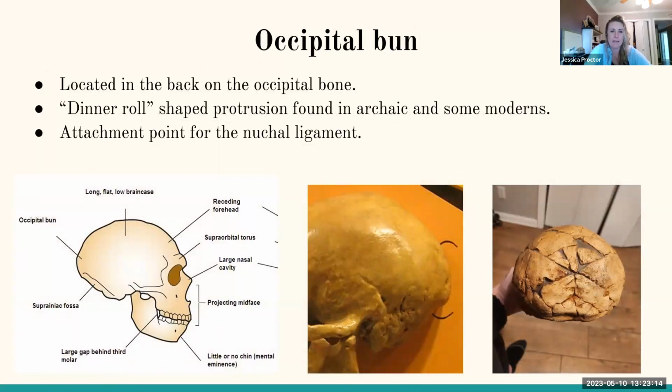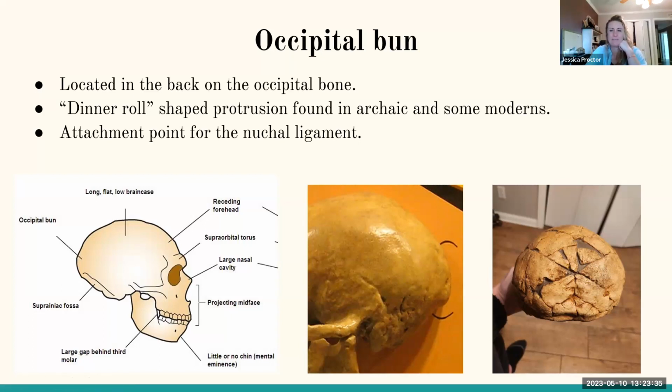All right, occipital bun. We haven't actually gotten to this one yet because this is something that you only really see in the Neanderthals. Sometimes there's a slight one in Heidelbergensis or even a slight one in modern Homo sapiens, but we'll get to this one next week. It's on the occipital bone, and it's this dinner roll shaped protrusion that's found in archaic and some moderns.